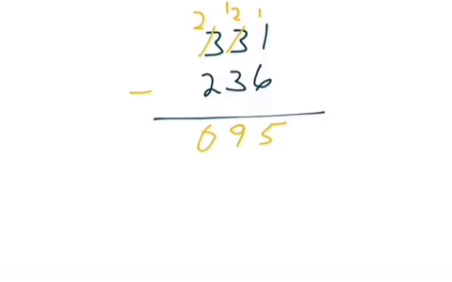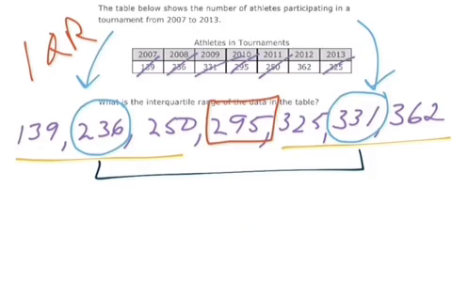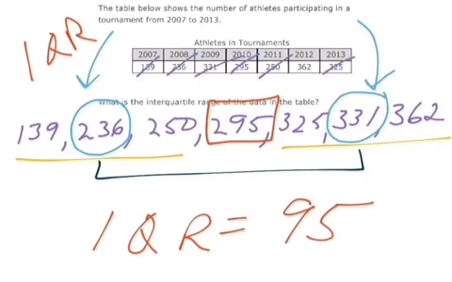So the answer is 95. The difference between the two is 95. Or the interquartile range, the IQR, equals 95.